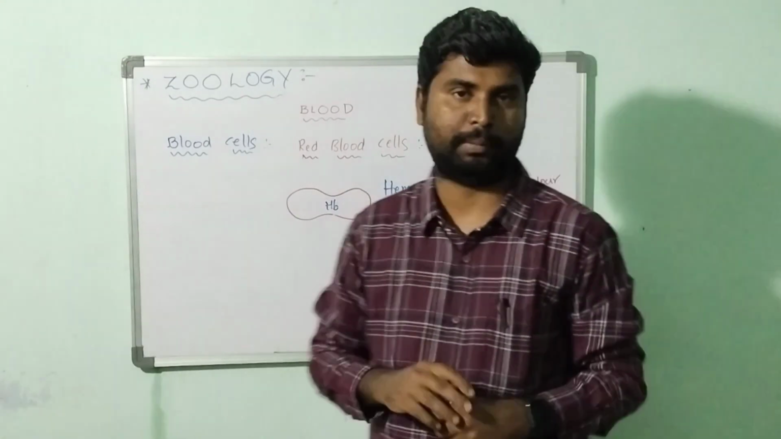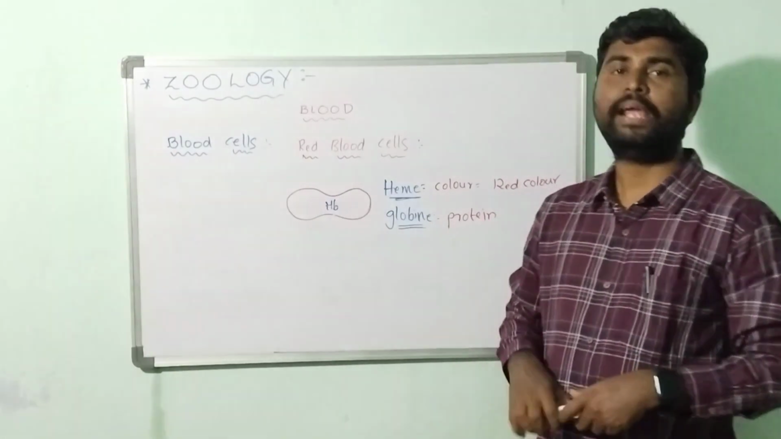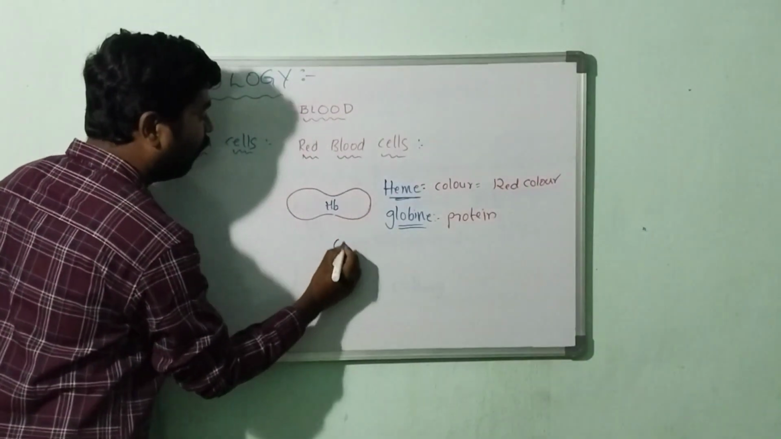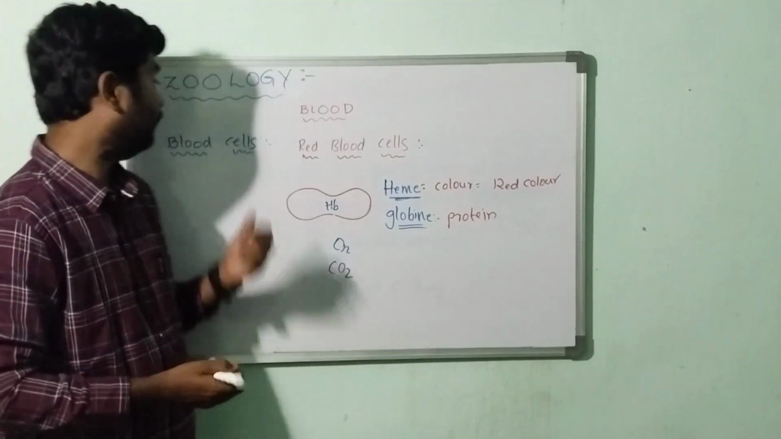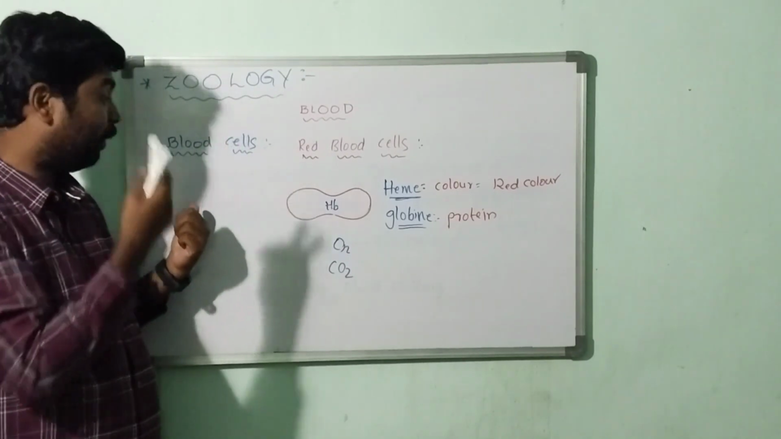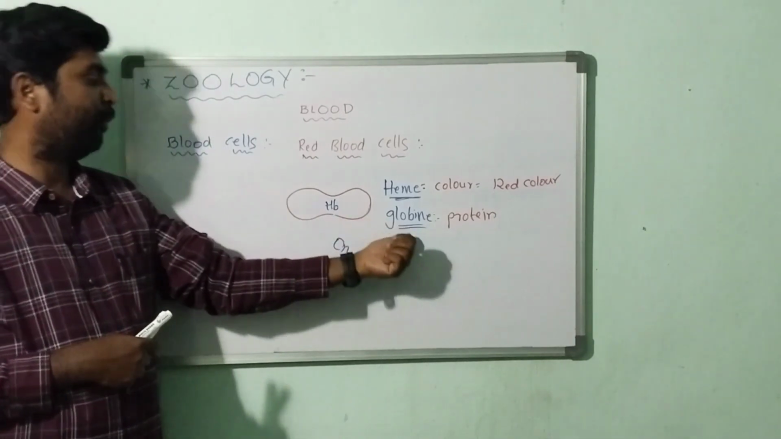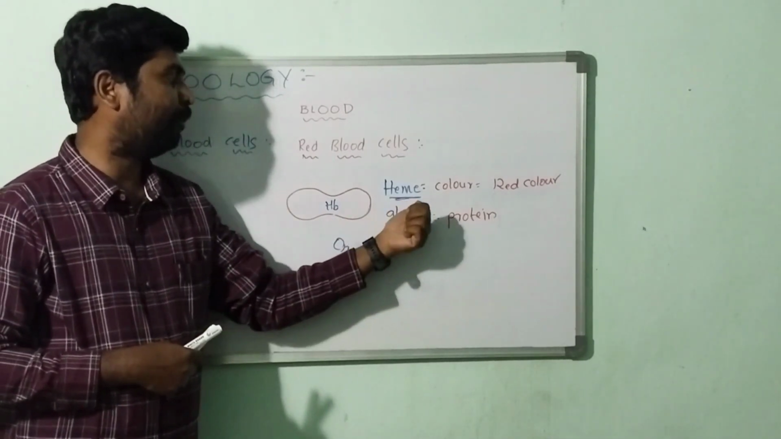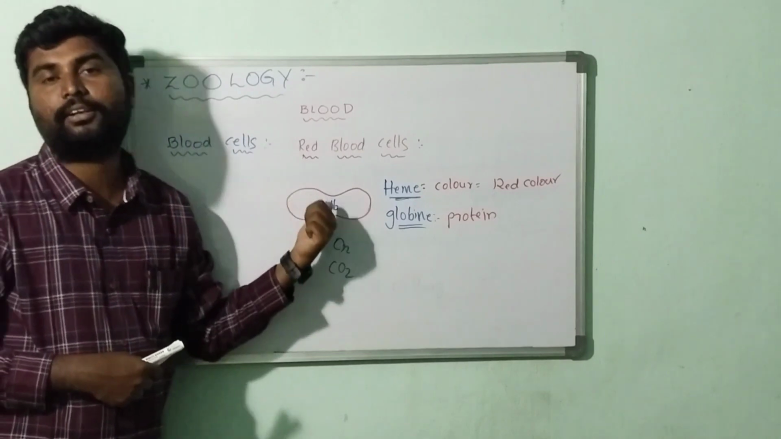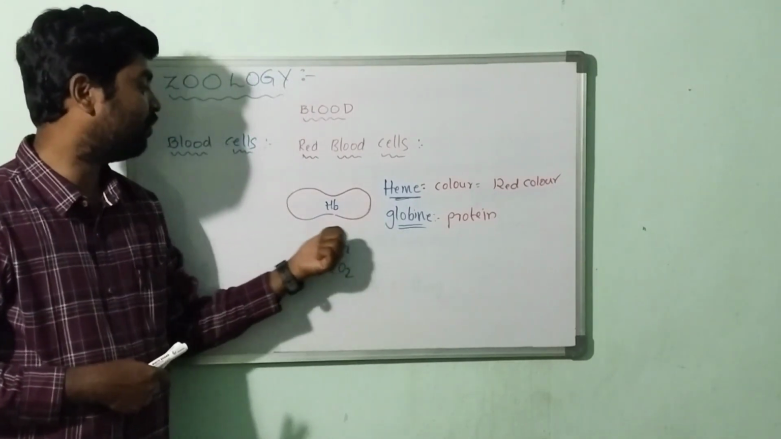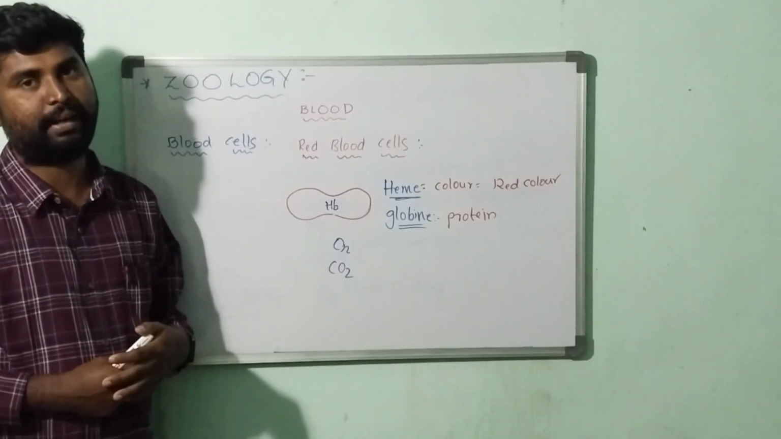So what is the function of hemoglobin? Everybody knows it. The main function of hemoglobin is to help in the transportation of oxygen and carbon dioxide. I already told you when discussing plasma that plasma has different kinds of proteins like globin. So this globin, which has the color pigment heme, we call hemoglobin. It gives the red color to the cells, and it also helps in the transportation of gases, oxygen and carbon dioxide.